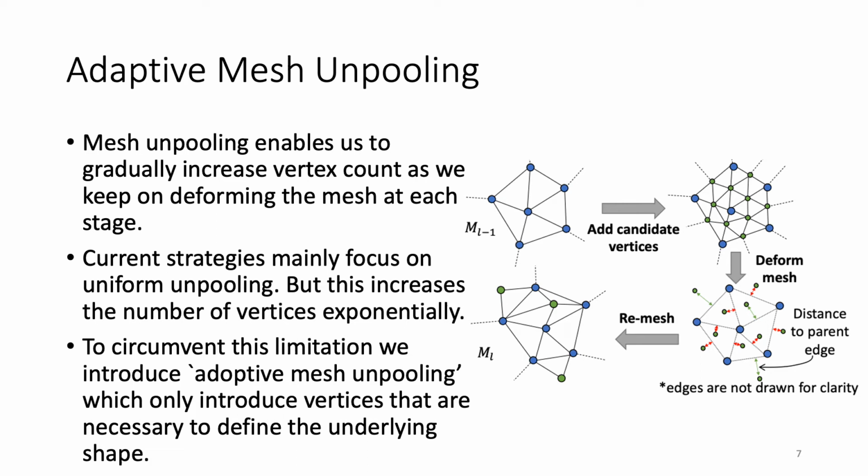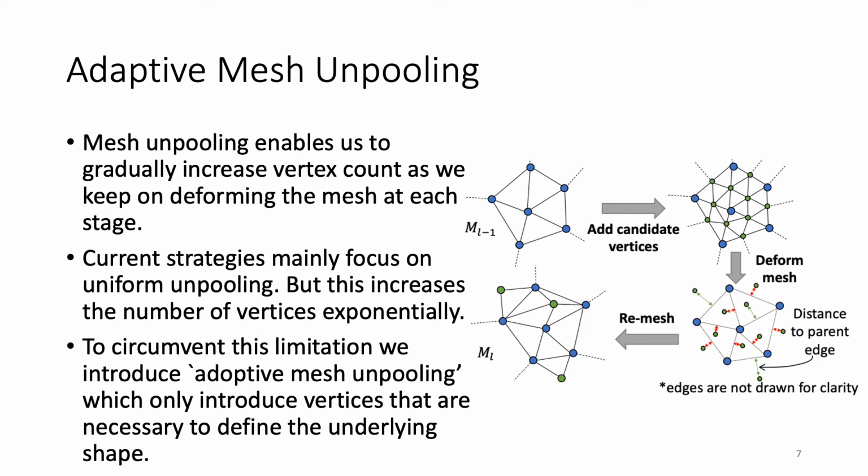Now we discuss the adaptive mesh unpooling layer. Mesh unpooling enables us to gradually increase the vertex count as we keep on deforming the mesh at each stage. Current strategies mainly focus on uniform unpooling, but this increases the number of vertices exponentially. The issue with this approach is that to properly fit the underlying shape, we need higher vertex count at certain locations. Uniform unpooling would increase the vertex count uniformly throughout the mesh, resulting in a GPU memory overflow. To overcome this limitation, we introduce adaptive mesh unpooling, which only introduces vertices that are necessary to define the underlying shape.